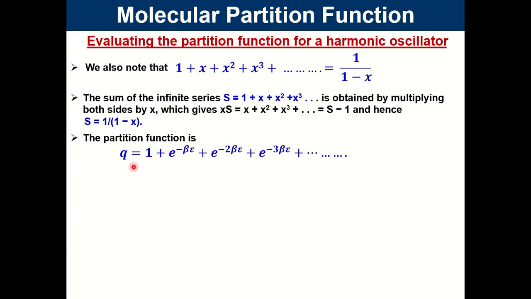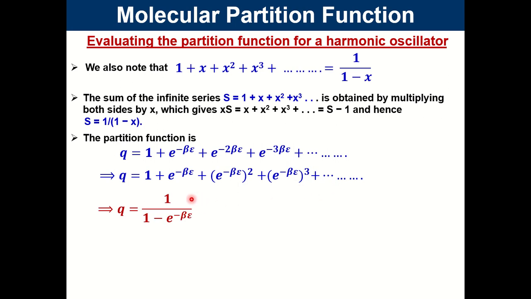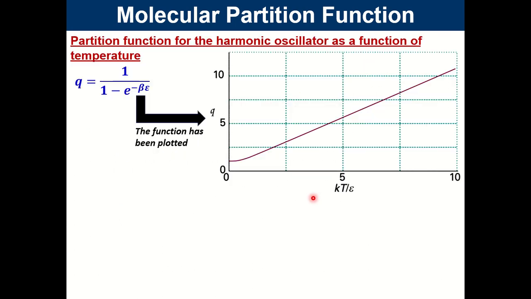The partition function then becomes q equal to 1 plus e to the power minus beta epsilon, plus e to the power minus 2 beta epsilon, and so on. Apply this relation here: this is your 1 plus x plus x square plus x cube, and so on. So then this becomes 1 by 1 minus e to the power minus beta epsilon, that is, 1 by 1 minus x. If you plot this expression against kT by epsilon, where beta is equal to 1 by kT, this will look like this, wherein the function has been plotted. So this is how you will get the curve.